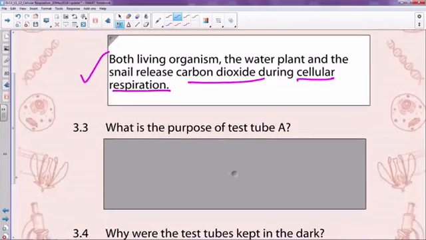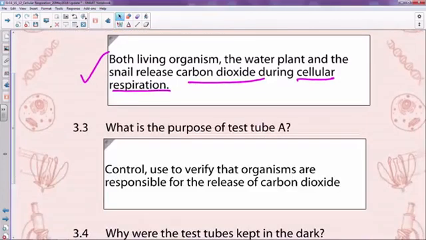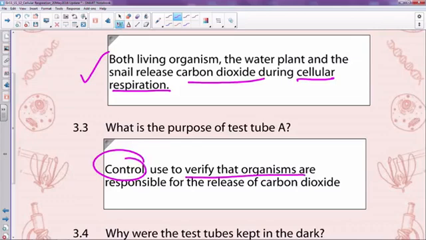The next question, what is the purpose of test tube A? And guys, if you look at test tube A, it was a test tube that had just water in it. There was nothing in it. There was no plant. There was neither a snail in it. So essentially, it was used as a control. And in this case, the control was used to verify that the organisms are responsible for the release of carbon dioxide in that test tube.